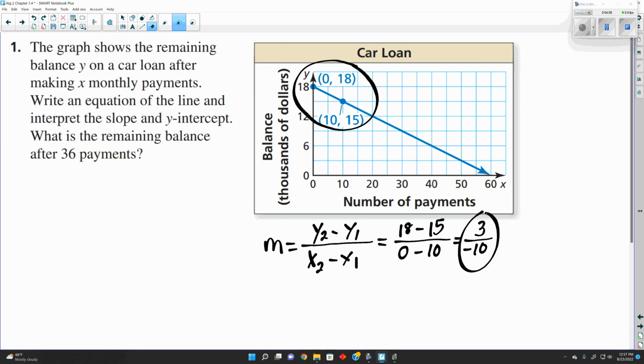So this is our slope and the y-intercept. Now the y-intercept is 0, 18, yes? So what is the y-intercept telling us in terms of this graph here? Right, it's talking about the balance. What balance? Because what's the number of payments at the y-intercept? How many payments have we made? Because we owe 18, yes? And we've made 0. So if we haven't made any payments, that would be?